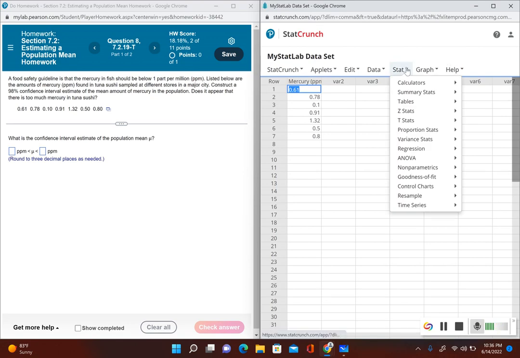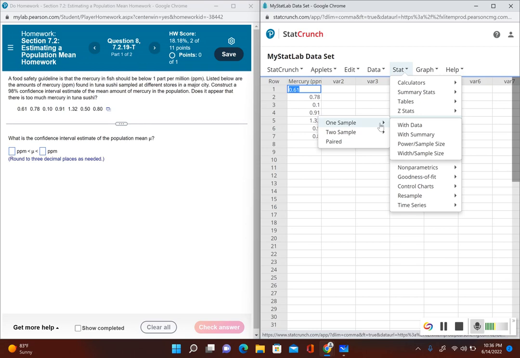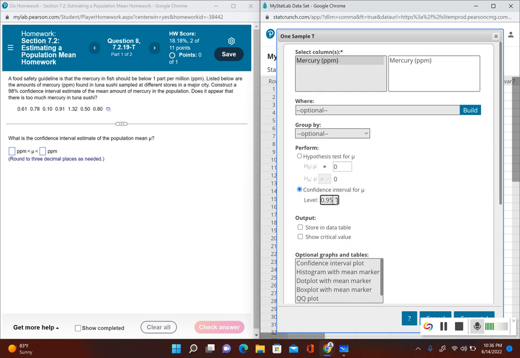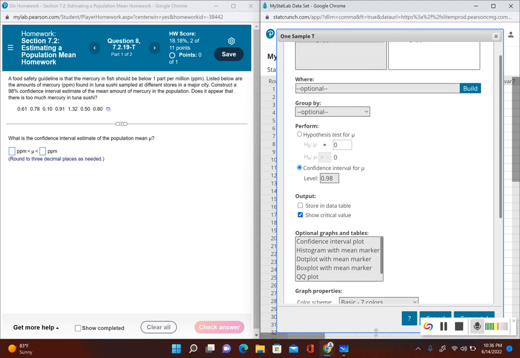So now in StatCrunch, we're still going to go to the same spot. We're going to go to Stat, and since we're trying to test the population mean, we're going to go to T Stats. What we have here is one sample, and now instead of going with summary, what we actually have is the data. So I'm going to go with data, and now all I have to do is select my column. My column is the mercury. I'm going to click on confidence interval, and then what was our confidence level here? 98%. So we have 0.98. We'll go ahead and show critical value. And now let's click on compute.